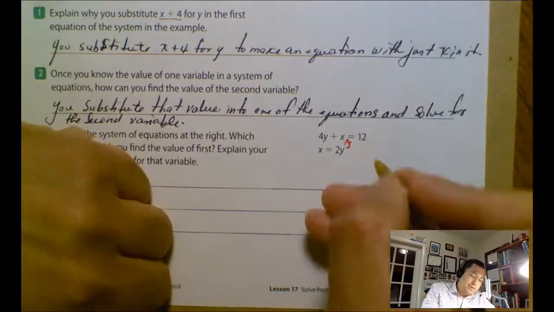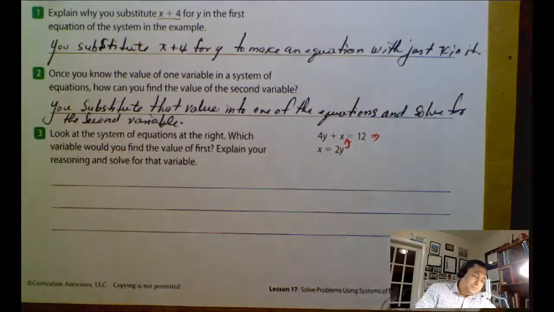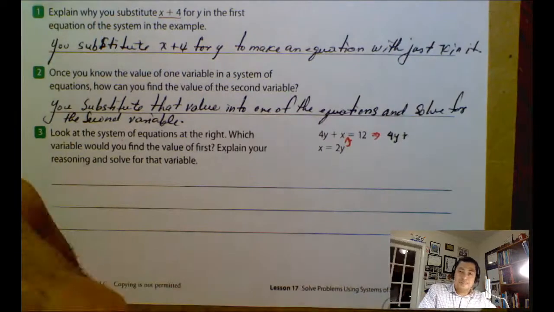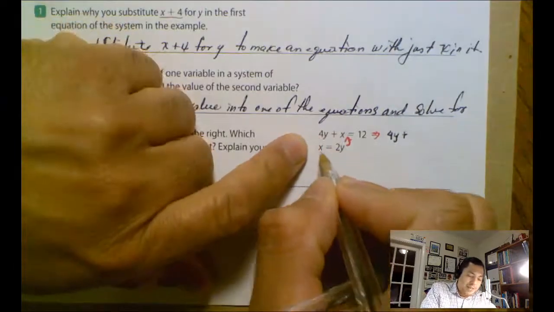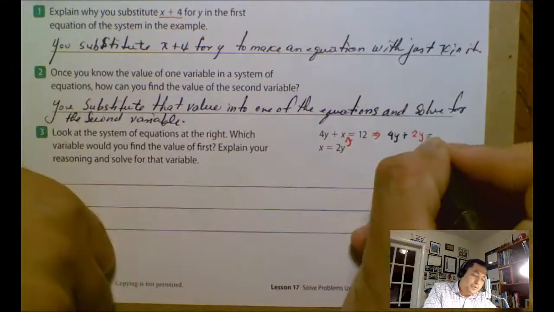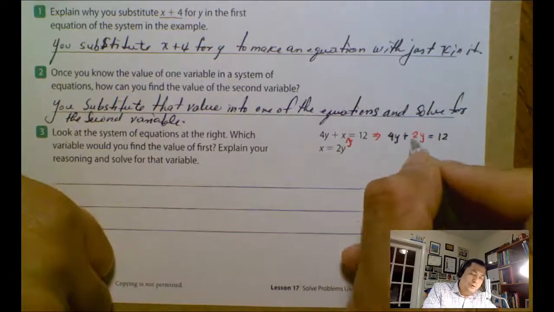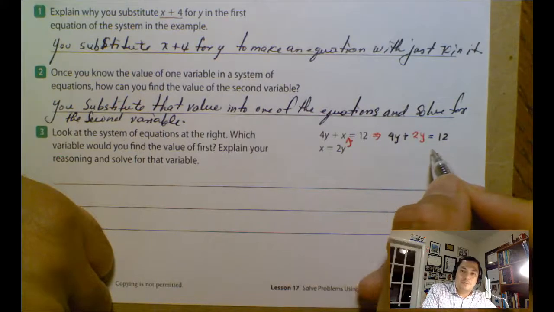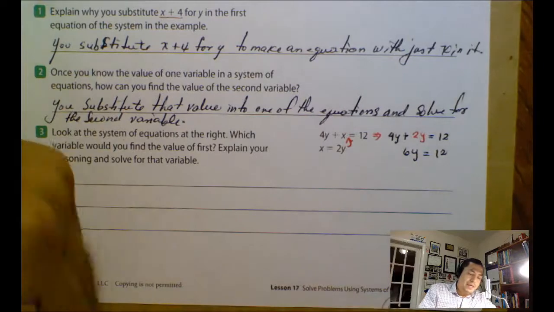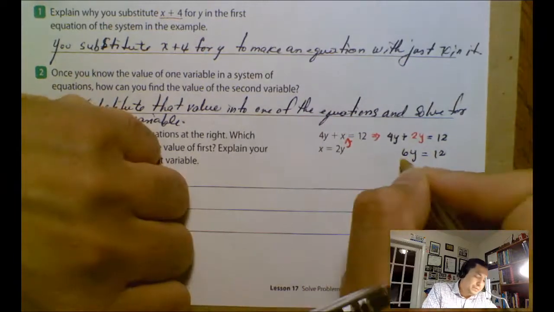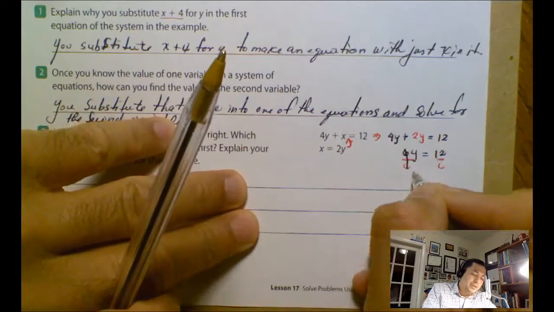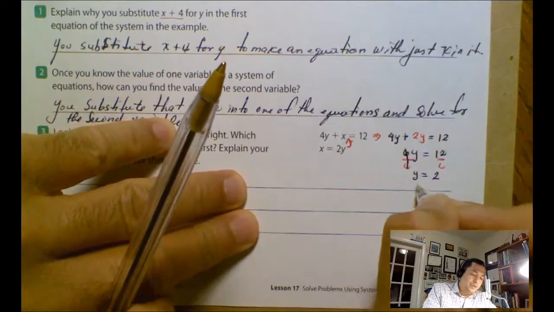How is it going to happen? This one is going to be 4y plus x, but x is 2y. Here it's telling me that x is equal to 2y, so 4y plus 2y is equal to 12. See, now all the variables are y, 6y equals 12. Then we divide by 6, and we have 6 divided by 6 is 1, so y is equal to 2.